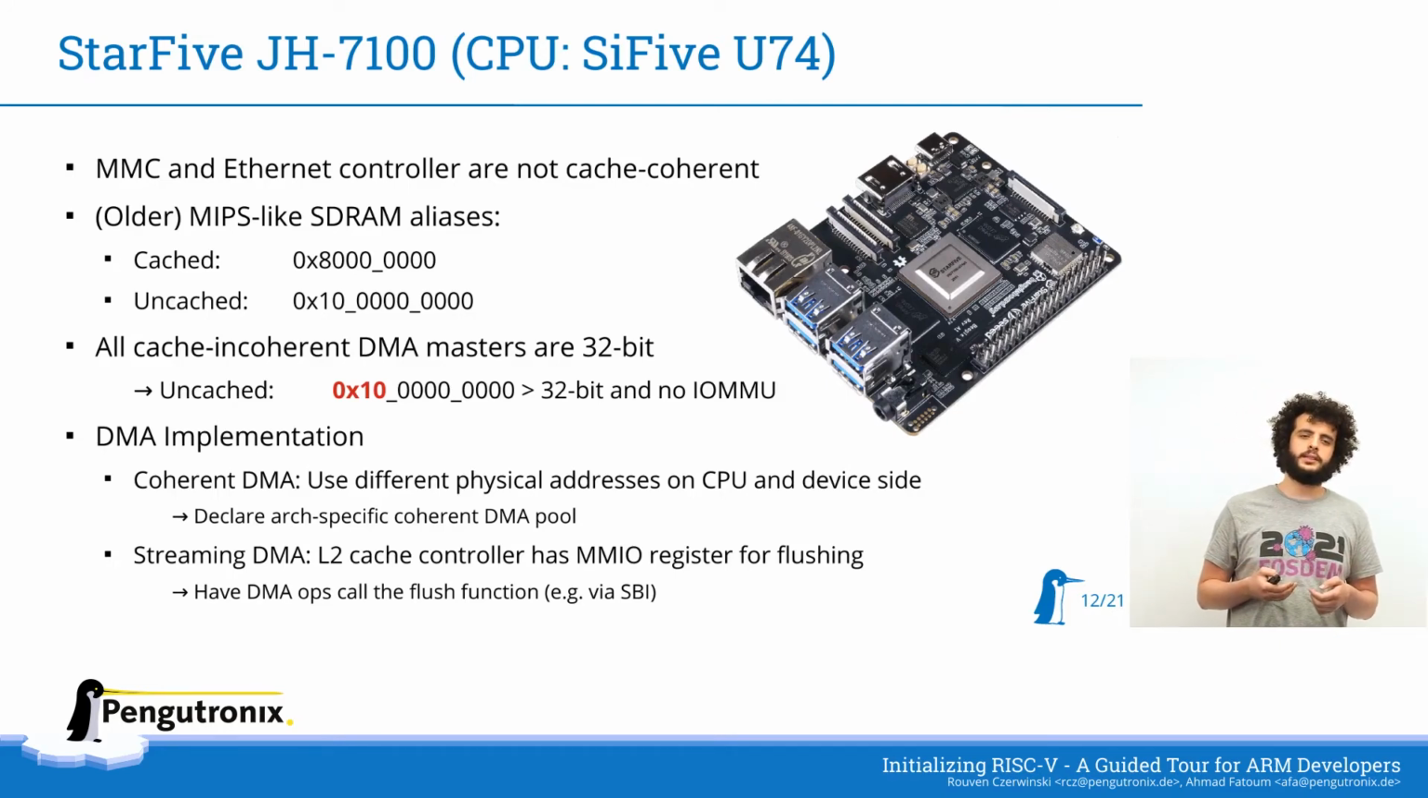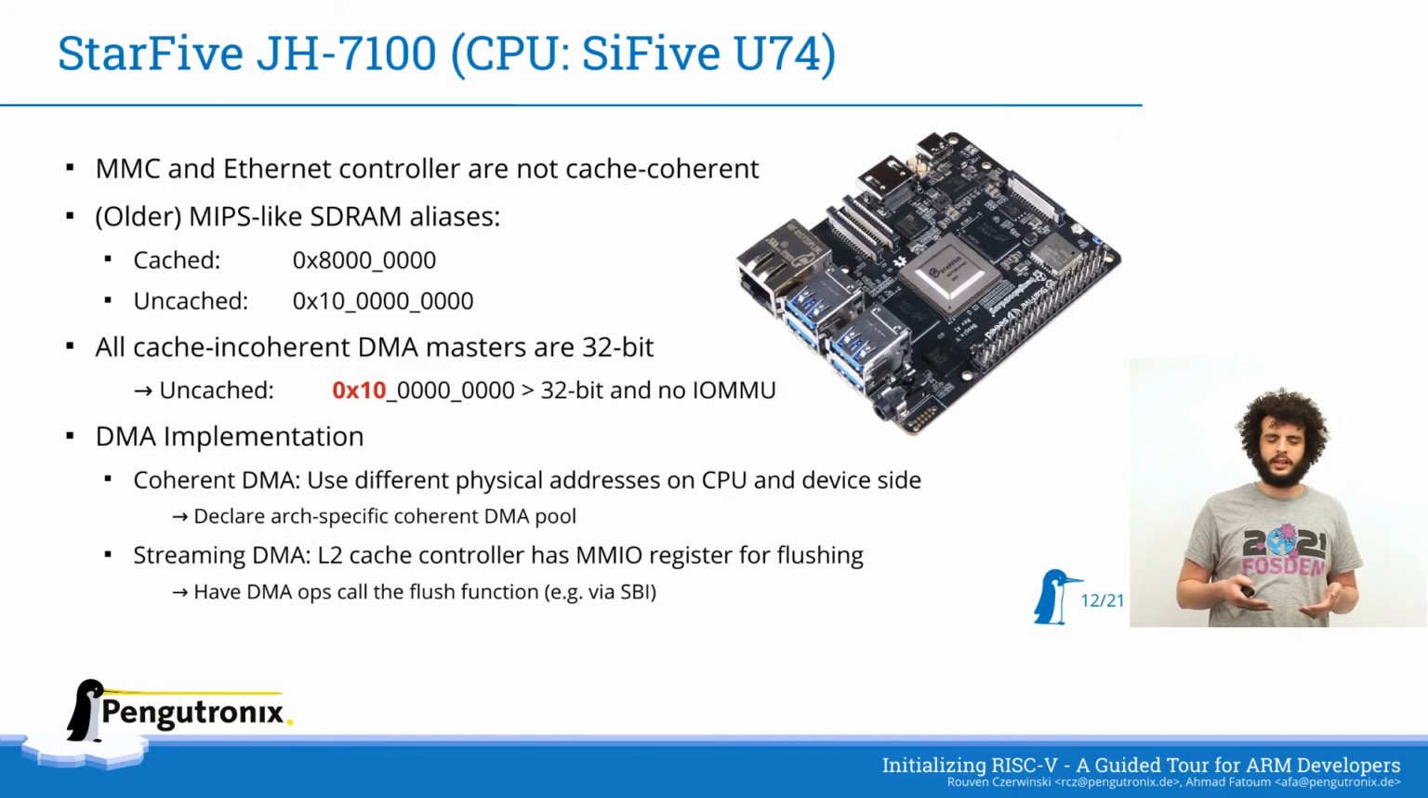What complicated this a bit was that all cache incoherent DMA masters are 32-bit, which is a bit unfortunate because the uncached mapping is above 32-bit and you have no IO MMU to map this around. So what can you do here? What I decided on was, because I just wanted my network controller to work and there was an SRAM that was quite small, a few dozens of kilobytes, but yeah, that was enough for me to do network communication. So I could just network boot another Barebox and so have faster cycles of development.